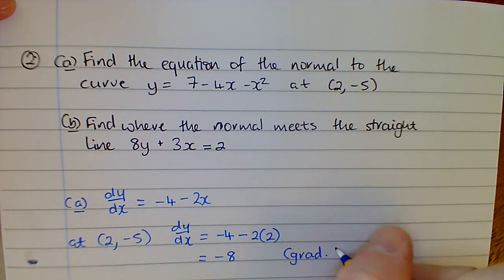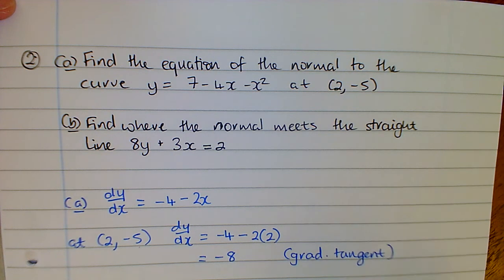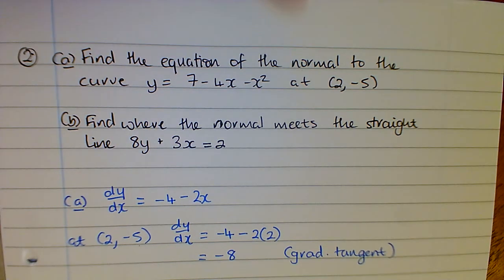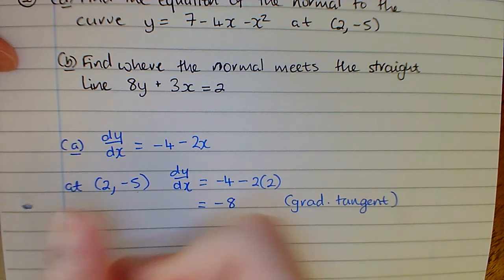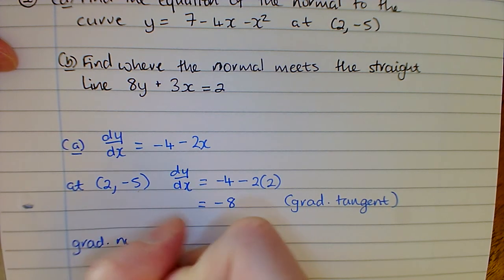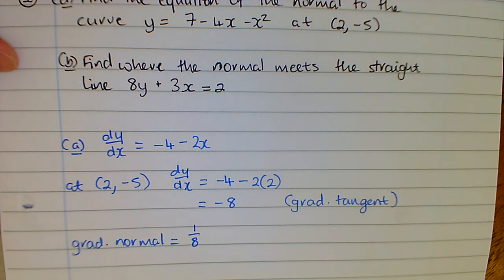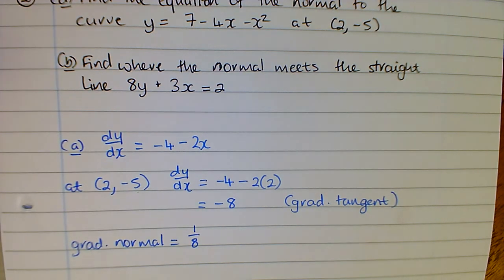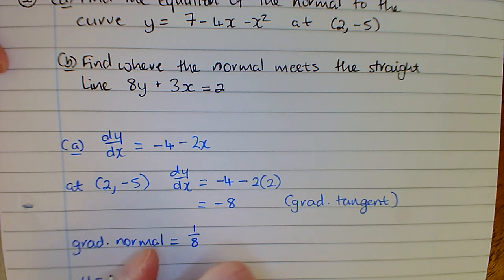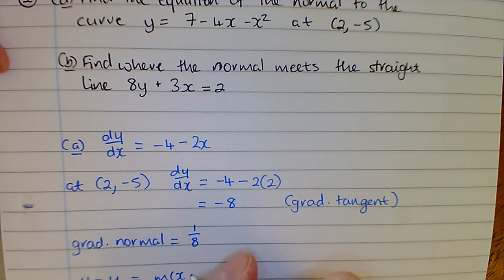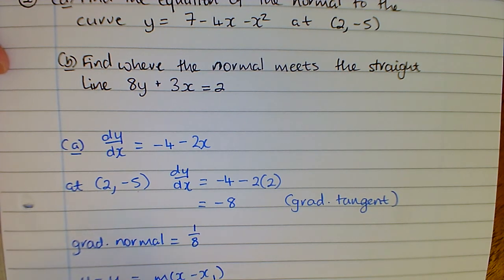And remember, that's the gradient of the tangent. We're looking for the equation of the normal, so we're going to need to find the gradient of the normal. Remember, the tangent and the normal are at right angles to each other. They're perpendicular, so the gradient of the normal is an eighth. So then the equation of the normal, use y minus y1 equals m times (x minus x1). So our y coordinate is minus 5, our gradient is an eighth, and our x coordinate is 2.